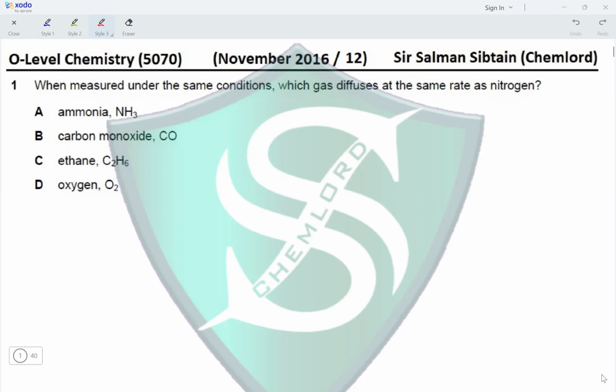So for nitrogen, the Mr is equal to 28 because we've got two atoms of nitrogen and the mass of a single atom is 14. So 14 times 2, 28. Now we need to find the Mr of the given gases. So for ammonia, it would be 14 plus 3, which will give us an Mr value of 17.